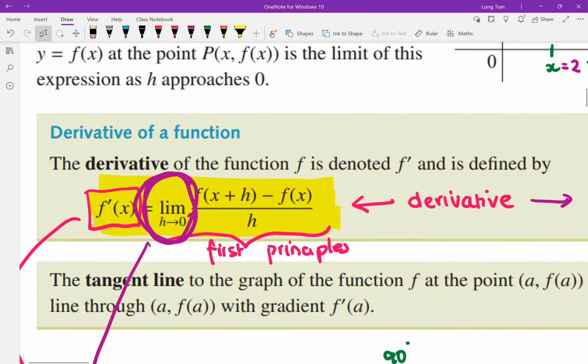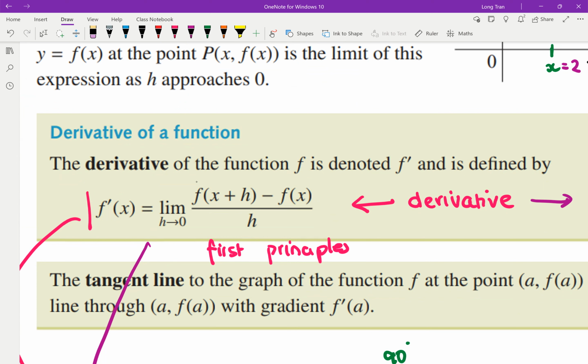So if I rub all this out, can you see that relevance? That's all they're trying to say. They're just trying to say the gradient at any particular point you're interested in, where h, which is the second point that you're choosing, what if h was so small, y2 minus y1 over h, what does it become?